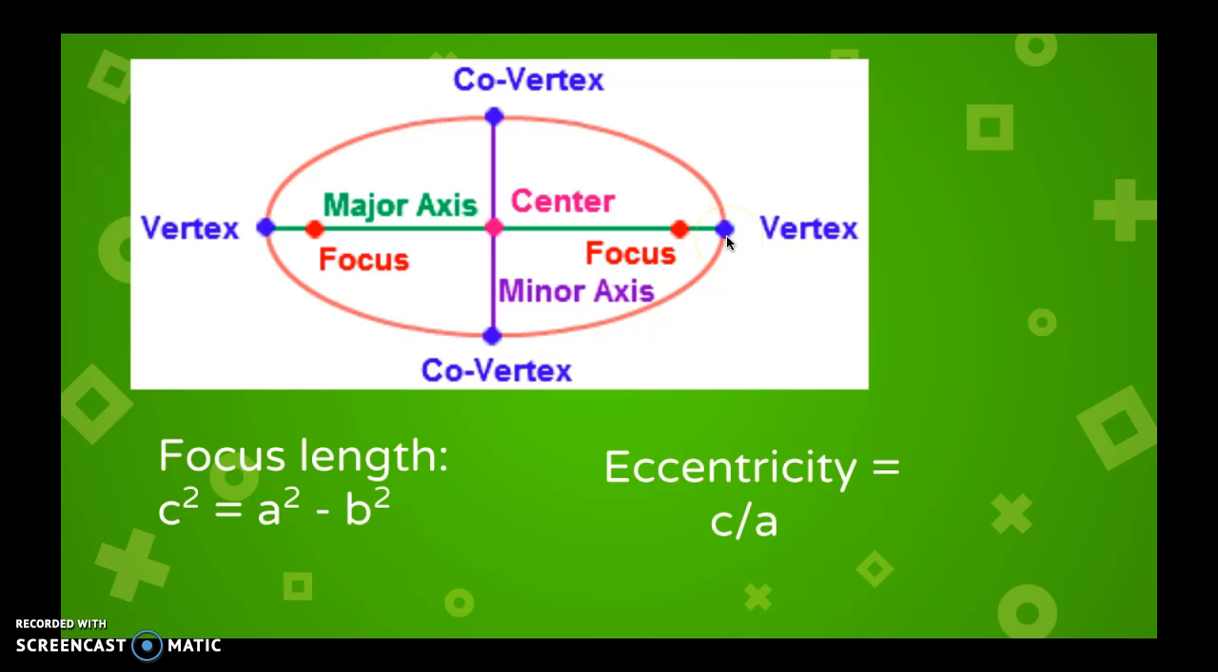If c over a is super small, like 0.0001, then that tells us that our ellipse is more round, which means that the foci are really close to the center. And if this number c over a is closer to 1, then that tells us that the ellipse is more oval, which means that the foci are very close to the vertex. Again, keep in mind that the eccentricity is normally less than 1, but always greater than 0.